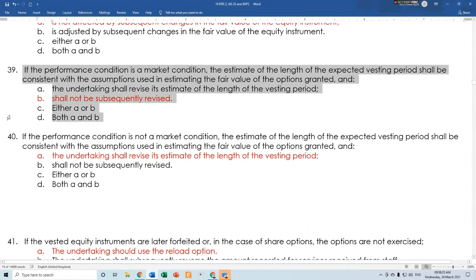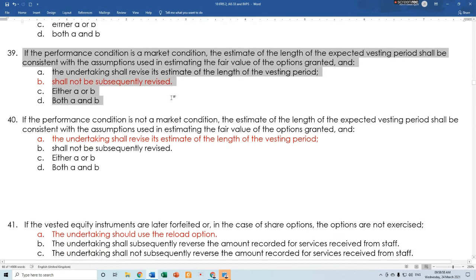39, if the performance condition is a market condition, the estimate of the length of the expected vesting period shall be consistent with the assumptions used in estimating the fair value of the options granted, and letter B, shall not be subsequently revised. So, similar dun sa question sa taas kanina, kapag market condition ang usapan dyan, walang effect sa fair value. Okay, so, kapag market condition yan, tuloy-tuloy pa rin tayo sa pag-recognize. Dun sa non-market lang tayo magkakaroon ng reversal or revisions.